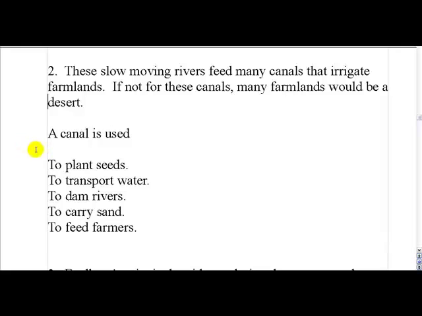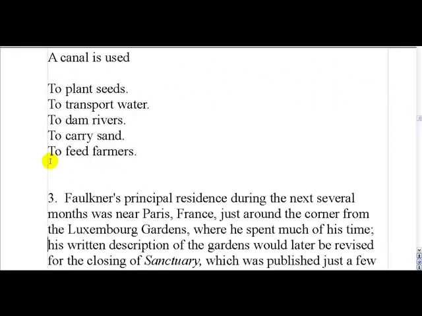So you have A, to plant seeds, to transport water, to dam rivers, to carry sand, to feed farmers. Now usually you should be able to eliminate all of these answers except for B and C, to transport water, to dam rivers. Your best answer is to transport water, where it says they feed. They feed many canals that irrigate farmlands. A canal brings water to the farmland, so we say it transports. All right, let's take a look at 3.